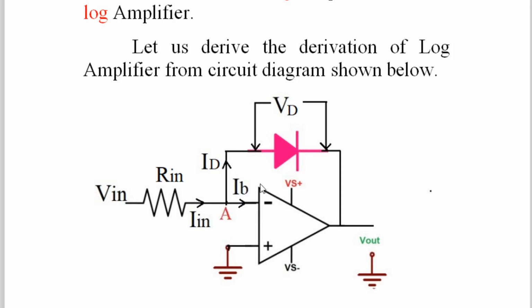Now our component is a diode, therefore this current we have written as ID, the current flowing through the diode. ID means current flowing through the diode. IB is the base current to the transistor inside the op amp, and here VD is the voltage across the diode.